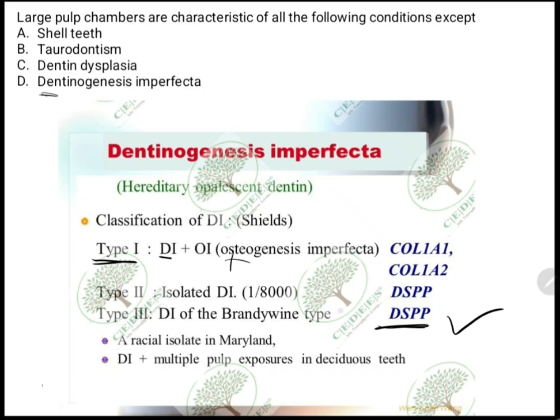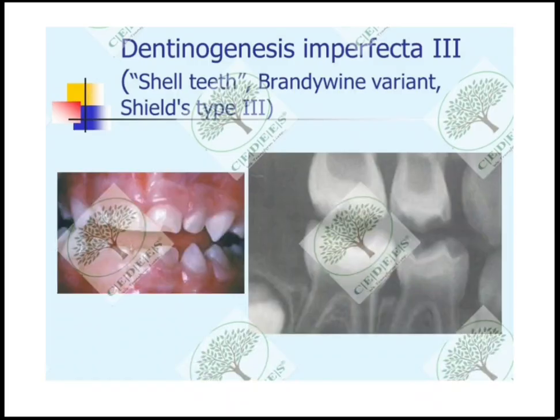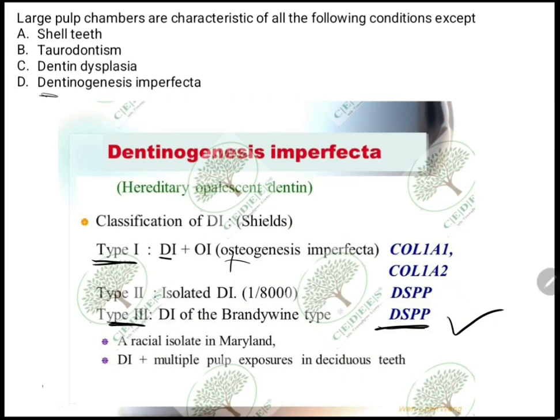But in type 3 of DI, the teeth are extremely enlarged, with a shell teeth type of appearance. As you can see here, the teeth are very large, that is, the pulp chambers are extremely enlarged, unlike type 1 and type 2. So what happens is that the enamel is normal, but the dentine is extremely thin, which is why the pulp chambers appear to be extremely enlarged. So these are called shell teeth. So in type 3 of DI, that is shell teeth, we will find large pulp chambers.